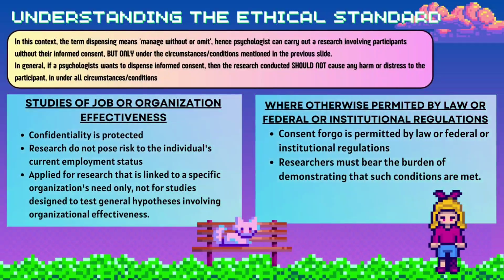Next. Third is studies of job or organization effectiveness. This recognizes organizations' right and obligation to use psychologists' research competence to study aspects connected to work or organizational efficiency as long as confidentiality is adequately protected. Research participation does not pose a direct risk to an individual's current employment status, and applies to dispensing with informed consent to research directly linked to a specific organization's needs and not to studies designed to test general hypotheses regarding organizational effectiveness.